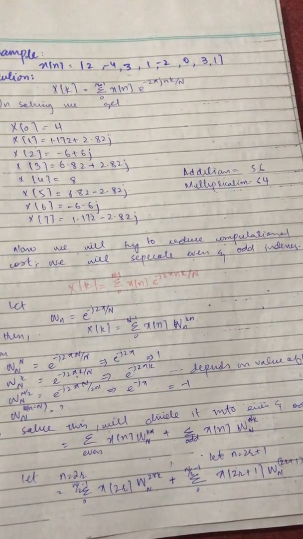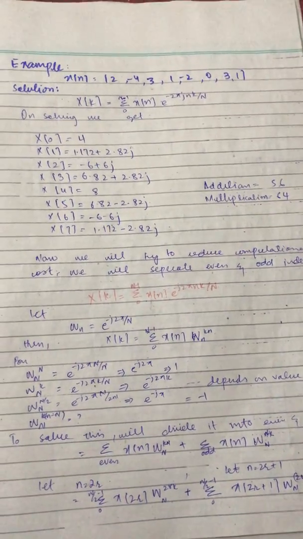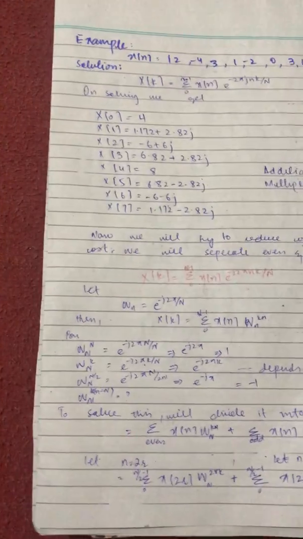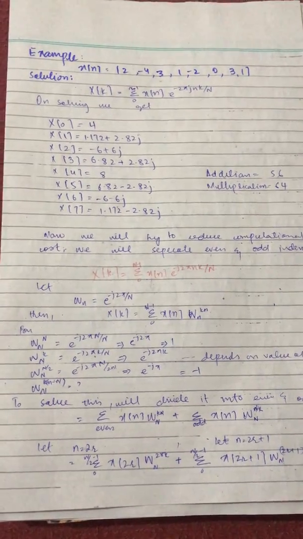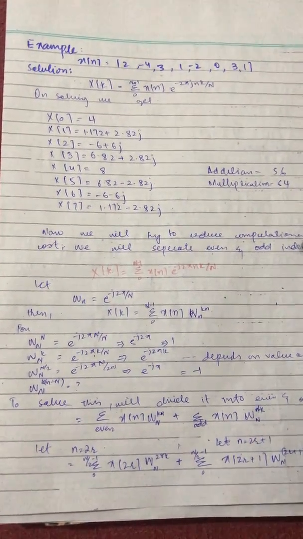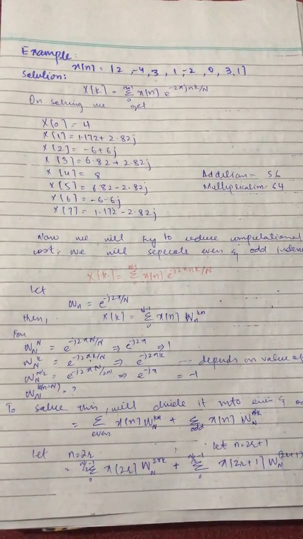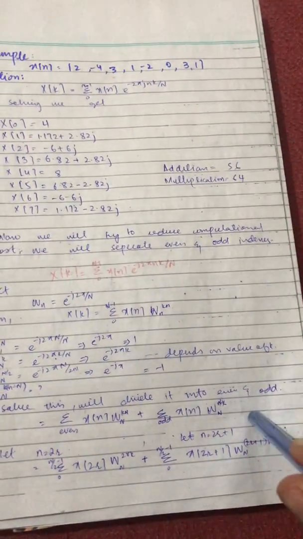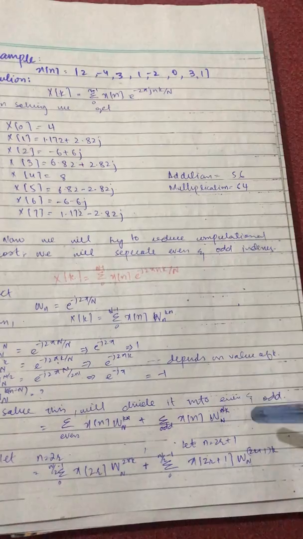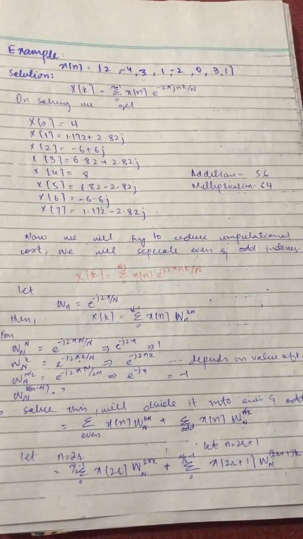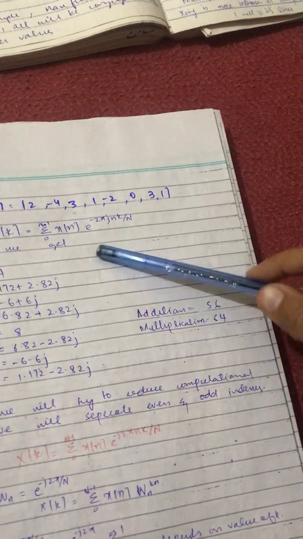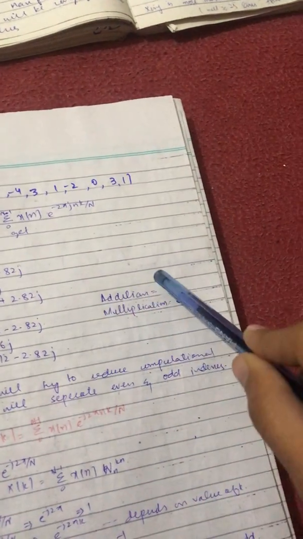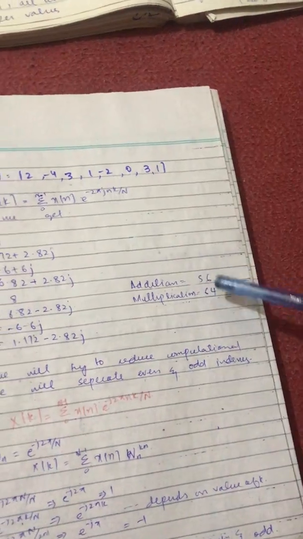The most important thing about a system or a Fourier transform is its computational cost. In every discipline, we have to apply such algorithms that take very small computational cost. For example, here this is our signal, and after applying this formula of discrete Fourier transform, we get these 8 values. In this case, the number of additions and multiplications are 56 and 64.